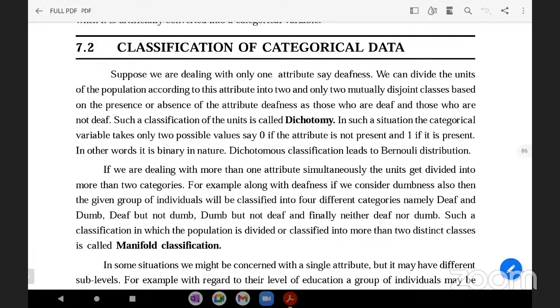Dichotomy says that the classification happens in two units. That is called a dichotomy. A manifold classification means one classification is divided into many classifications, many different categories. It means the population is divided into various categories.